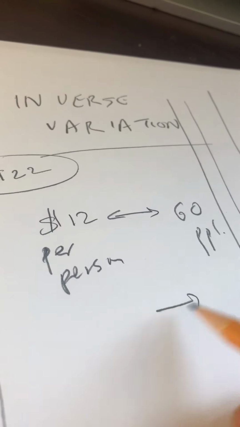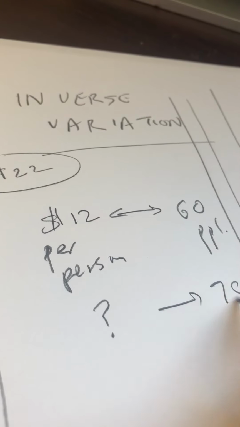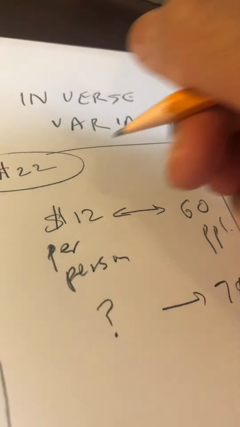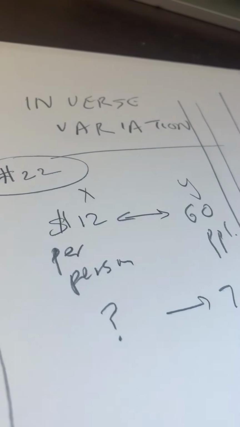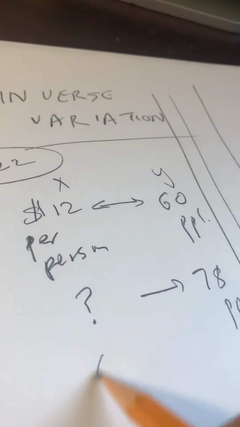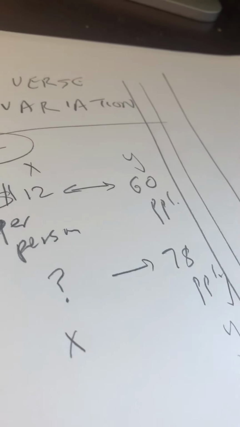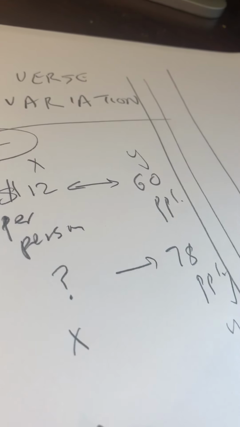So we're trying to figure out what the cost is if 78 people rent the bus. Let's call this our X, let's call this our Y. We're trying to find X when Y is 78. This is inverse variation, so we need a constant product.